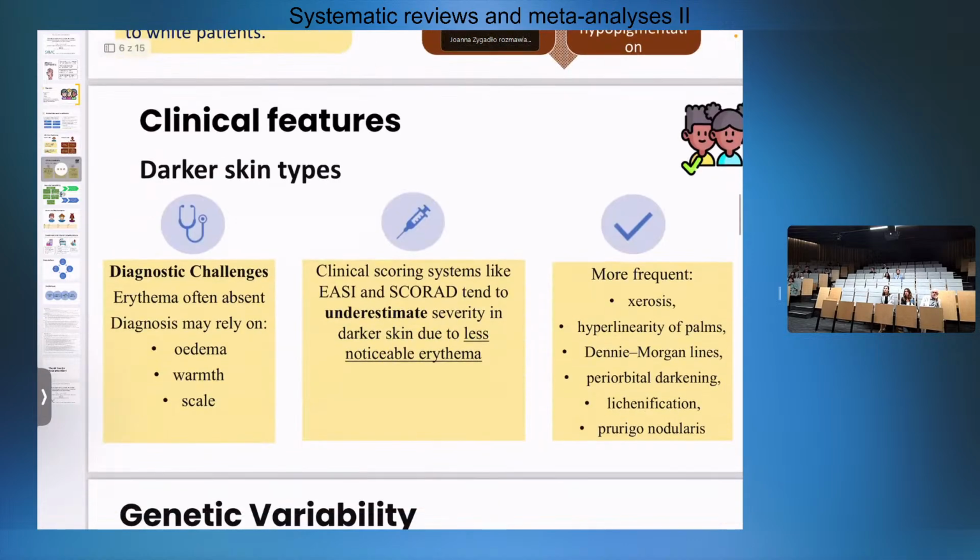In darker skin types, it is often a challenge to diagnose atopic dermatitis properly. Erythema is often absent, and diagnosis can't be made using simple Hanifin and Rajka diagnostic criteria. It may rely on edema, warmth, and scale. Also, clinical scoring systems to evaluate severity tend to underestimate severity in darker skin due to less noticeable erythema. Statistically, more frequent are features like xerosis, hyperlinearity of palms, and Dennie-Morgan lines.